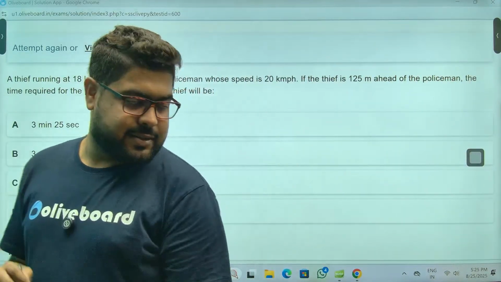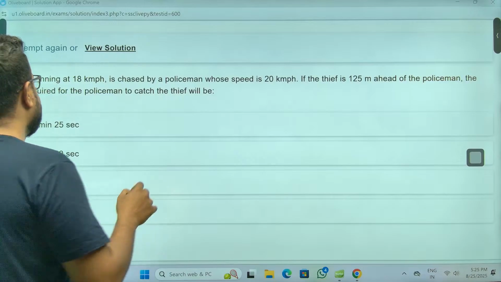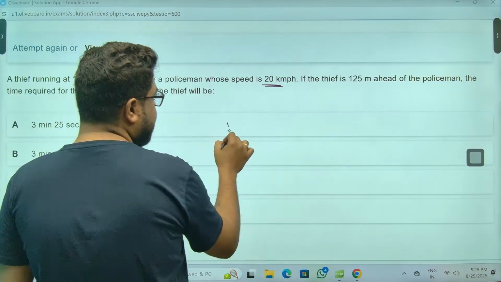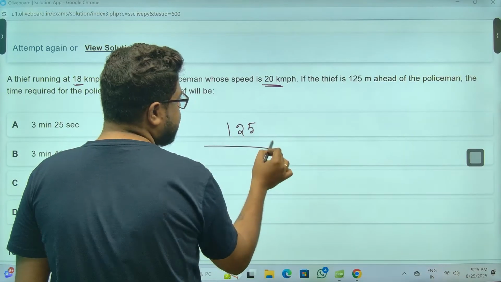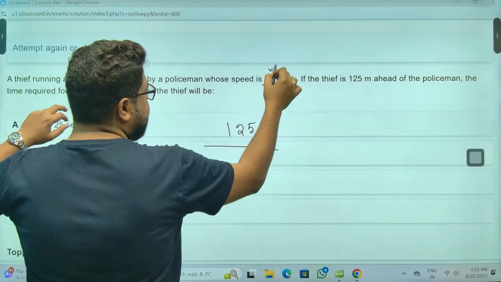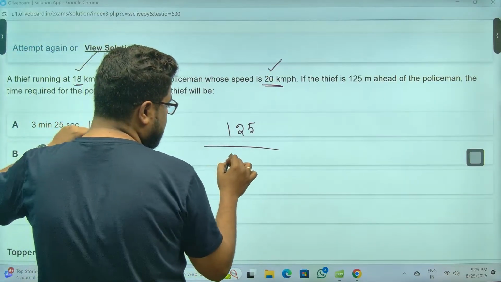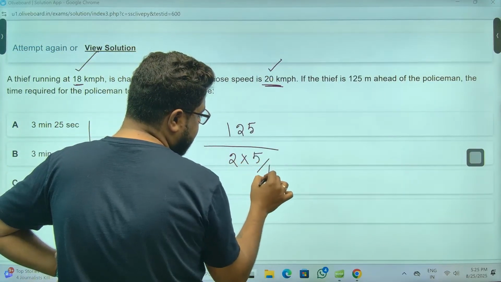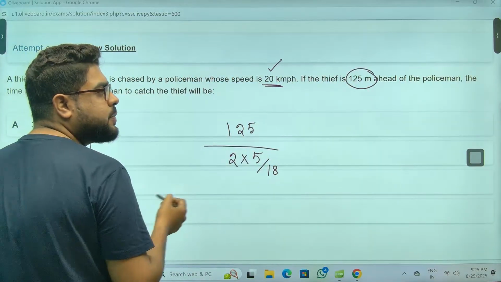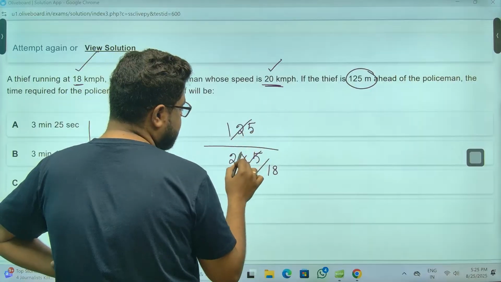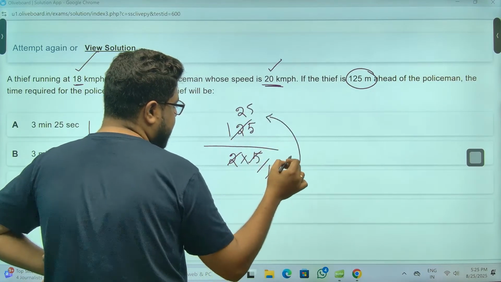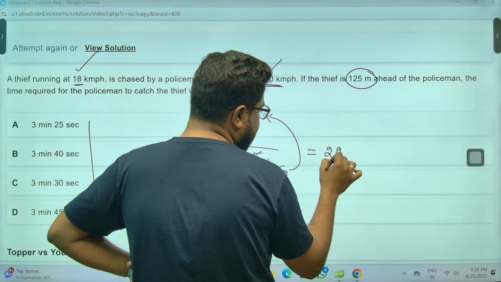Chor police bhag raha hai, sir. Everybody is running. 18, 20. Definitely, so 125 meters ahead. Distance by speed will be time. So relative speed is 20 minus 18, that is 2. But again, sir, 5 by 18 because it is in meter, and the speeds are in kilometer per hour. Calculate, sir. 5, so this is 9. 5, 25, so this 25 into 9. 25 into 9 means, sir, 225 seconds.